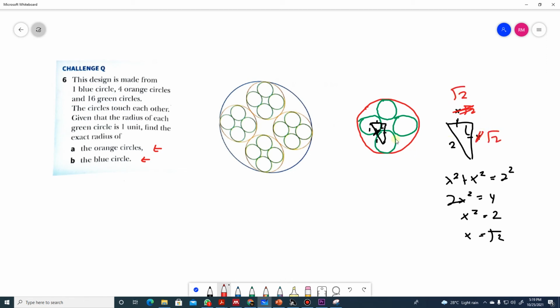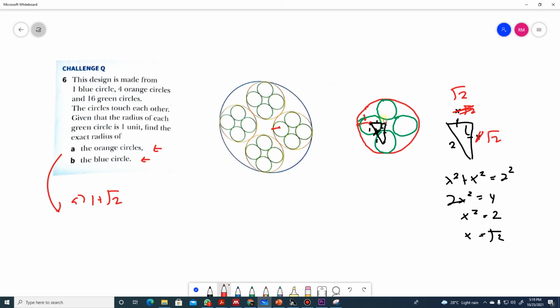Okay, since the value from this point to this point is surd 2, we already found it, and we need to find the radius of the orange circle, correct? And the distance from this center point to this point is also 1. Why? Because it's the radius of the green circle, correct? So if you add this 1 with the value of x we found, which is surd 2, we're going to get the radius of the orange circle to be 1 plus surd 2. That is the answer for the orange circle, 1 plus surd 2.